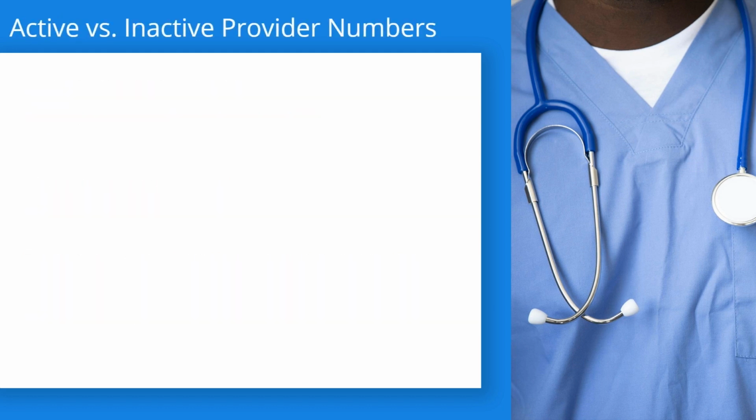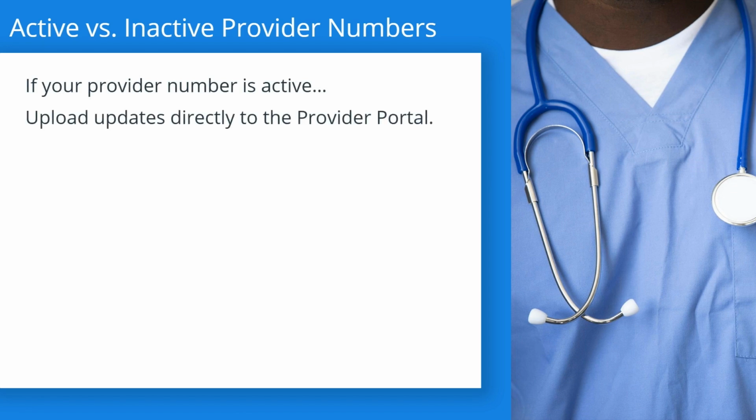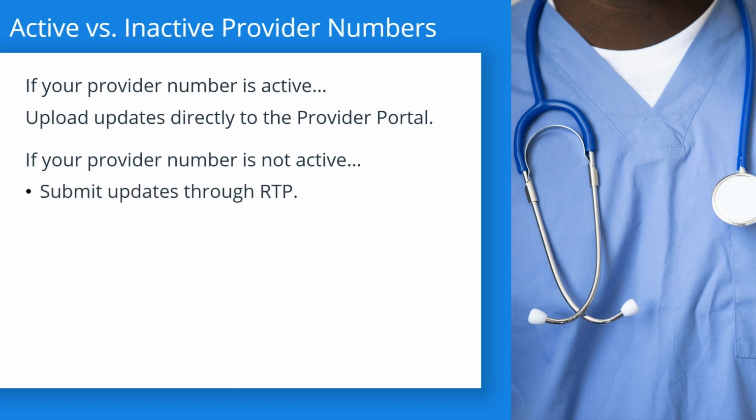Active versus inactive provider numbers. If your provider number is active, upload updates directly to the provider portal. If your provider number is not active, submit updates through Return to Provider, RTP. After submission, a Provider Enrollment Analyst reviews the application. If additional information or corrections are needed, the application is returned to you through RTP. You will make the requested updates and resubmit the application. Once the application is approved and your provider number is active, you can submit updates through the provider portal.